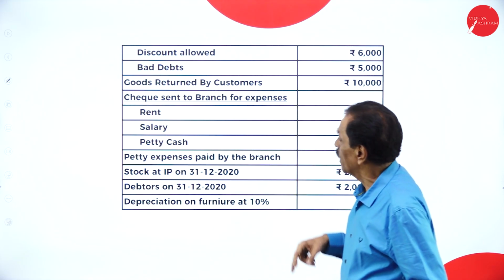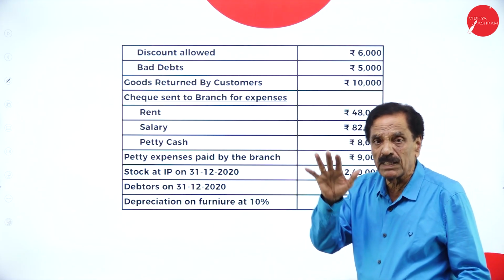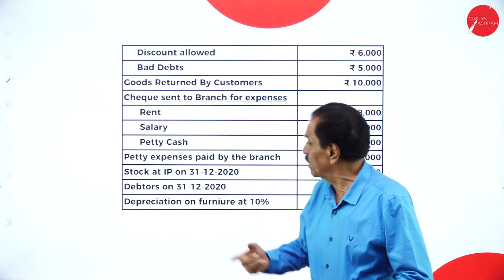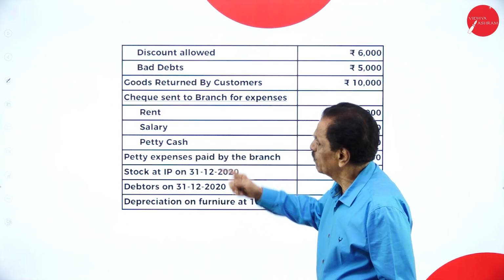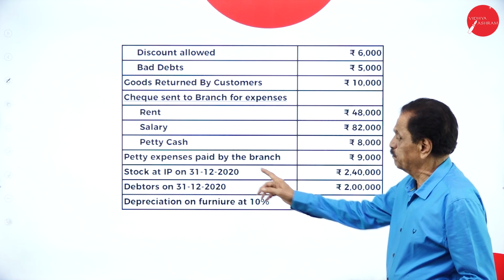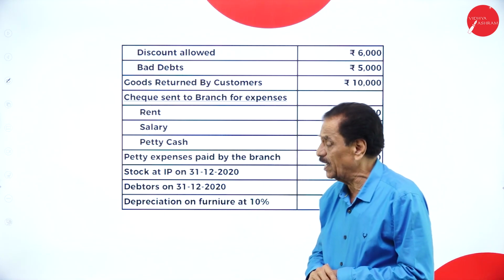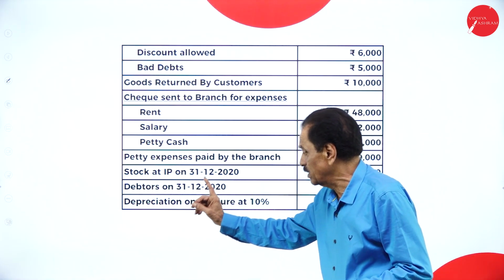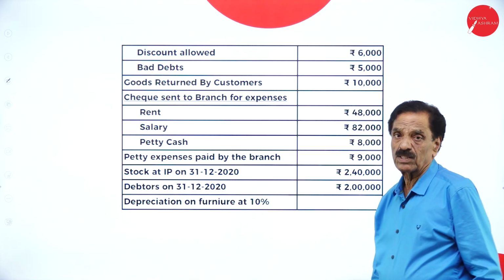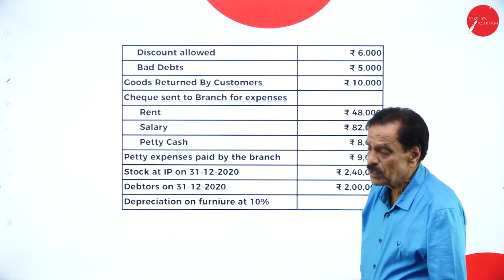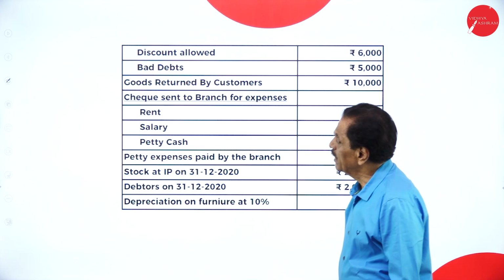Cheque sent to branch for expense. This is the expenditure met by the branch, paid by the head office for rent, for salary, for petty cash. Petty expenses paid by the branch at the end. This is the closing stock. This is the closing debtor. Depreciation on furniture. Okay. Now, I will explain here.